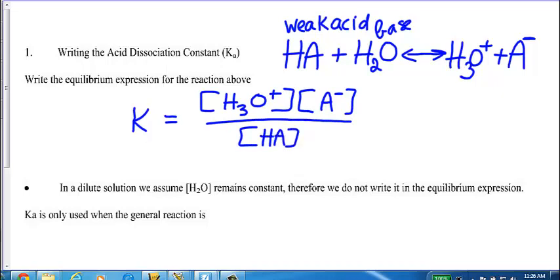Pure water is not written in the equilibrium expression because it's a pure liquid. We do not include pure liquids in the equilibrium expression. By the way, since this K is for the acid dissociating, we call it Ka, because it's a K for acid dissociation.